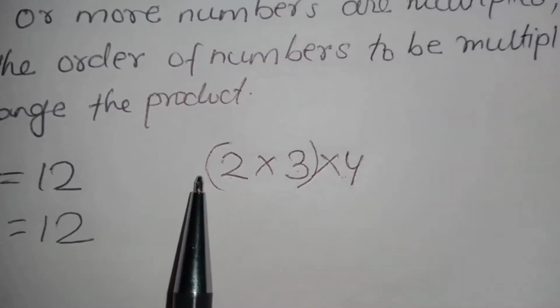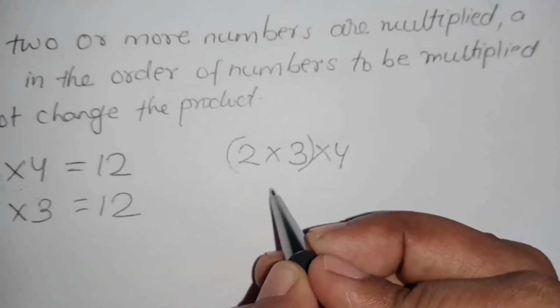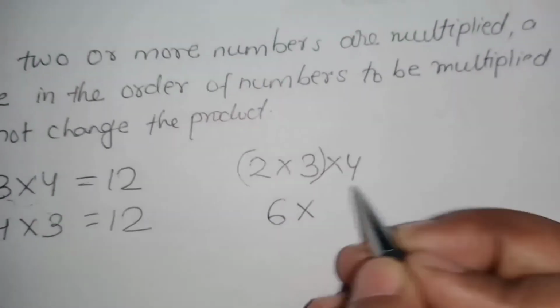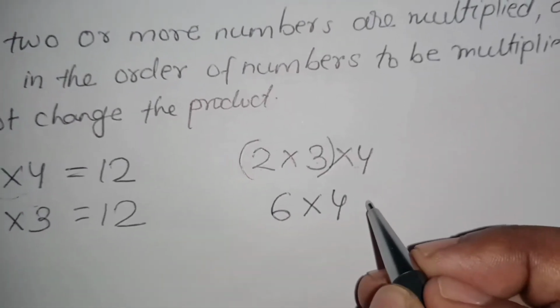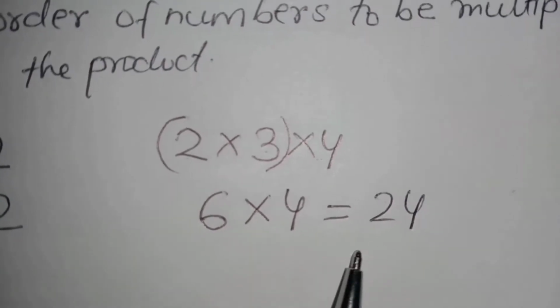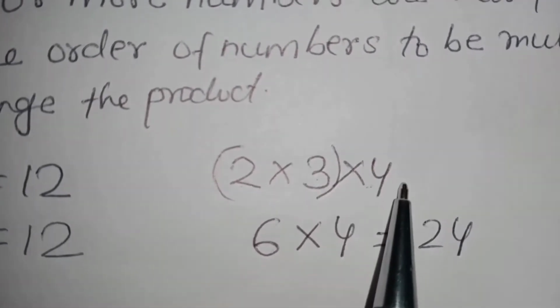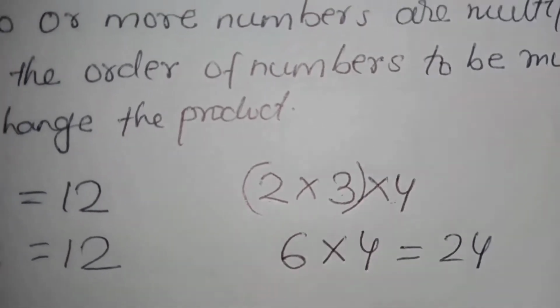So here I have already said that I will multiply these 2 first. So 2 times 3 is 6. Into 4 is left. 6 times 4 is 24. So I made this two grouping first, then I multiply by this 4. So 6 times 4 is 24.